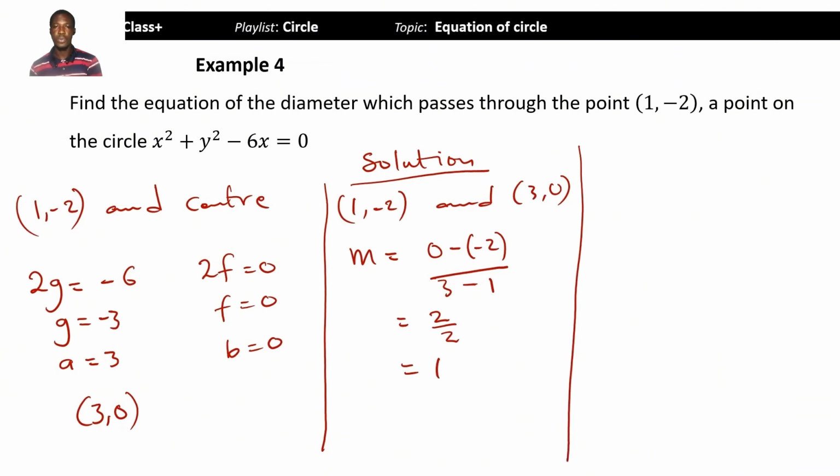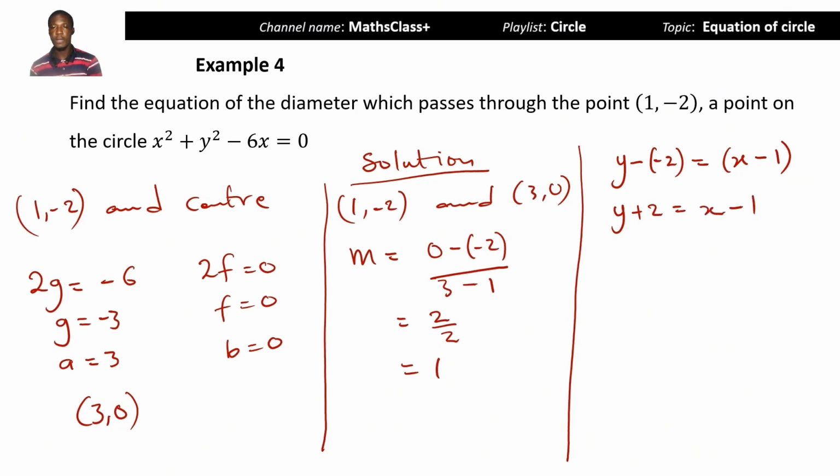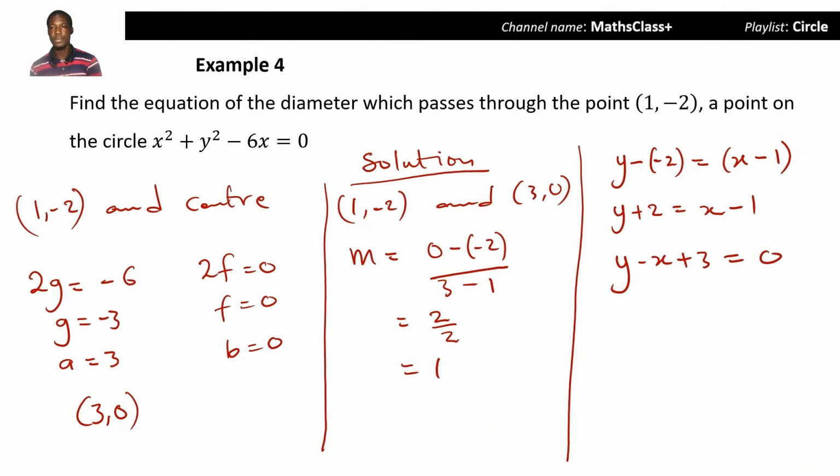And it passes through the point (1, −2). Therefore, the equation of the line will be given as y − (−2) = x − 1. That is multiplying by the gradient 1. So y + 2 = x − 1. Thus, the equation of the diameter can be given as y − x + 3 = 0.